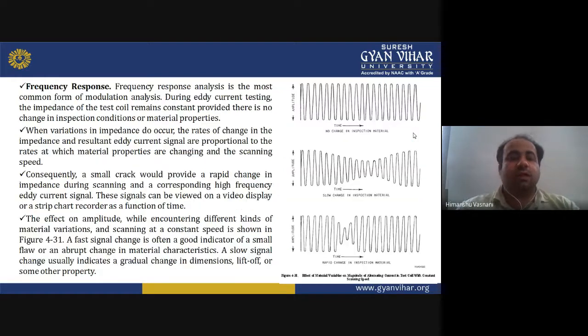Now, frequency response. Frequency response analysis is the most common form of modulation analysis. During eddy current testing, the impedance of the test coil remains constant, provided there is no change in the inspection conditions or material properties. When variations in impedance do occur, the rates of change in the impedance and resultant eddy current signal are proportional to the rates at which material properties are changing and the scanning speed.